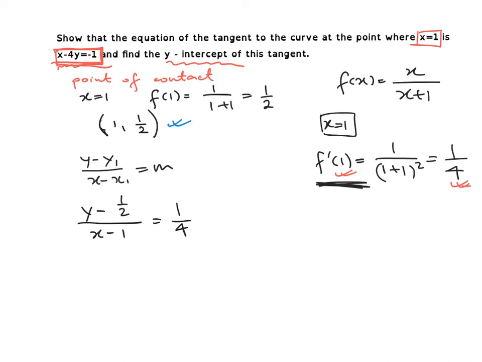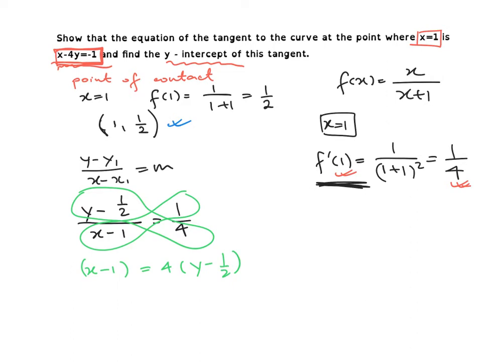Rearrange, so my favorite one is just cross multiplication. So cross multiply. We're going to have x take away 1 times 1, equal to 4 times y take away half. So expand it, play with it a little bit. 4 times negative half, which is going to be negative 2.